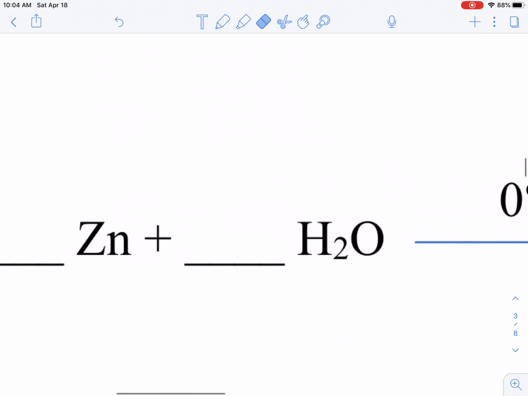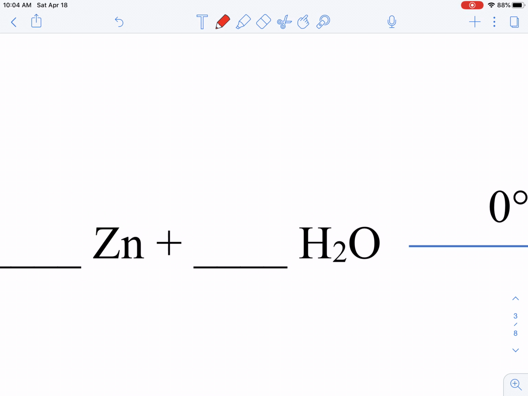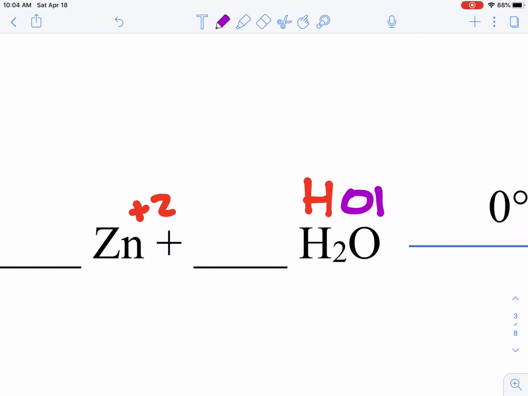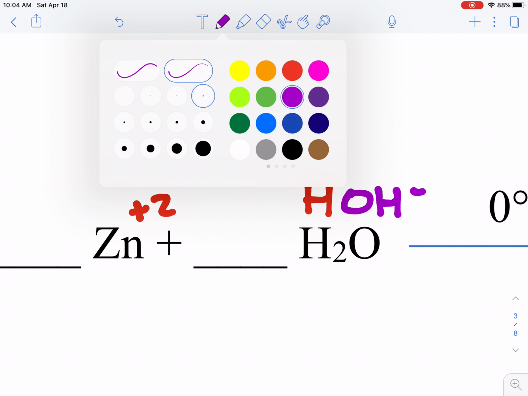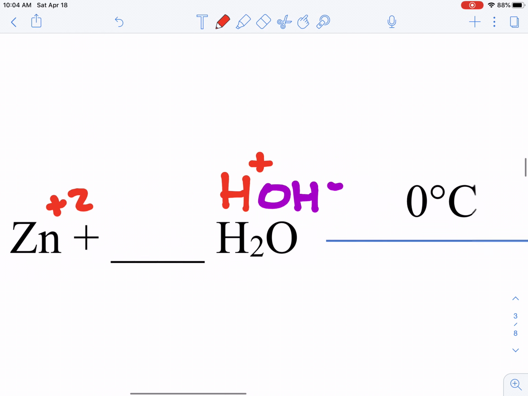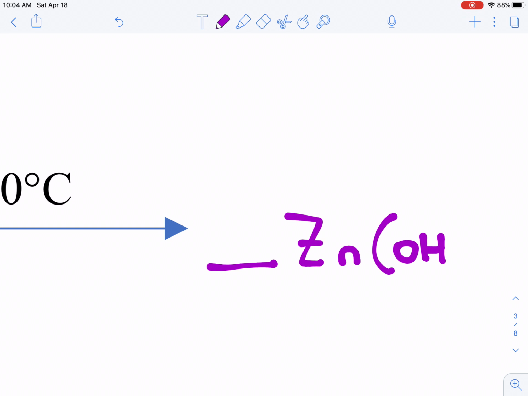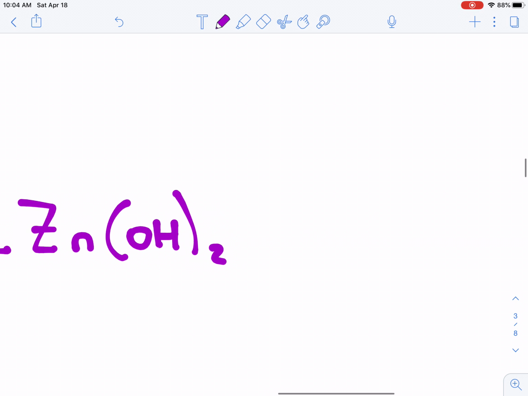Finally, number 5, a lot of stuff going on. So zinc, that is in the middle of the periodic table, but zinc is one of those ones that's always a +2. Hydrogen, remember, is part of water here. Water splits into H and OH. So OH is -1, H is +1. That means zinc is going to end up with hydroxide. So when we complete this thing, we are going to get Zn(OH)2 plus hydrogen by itself.